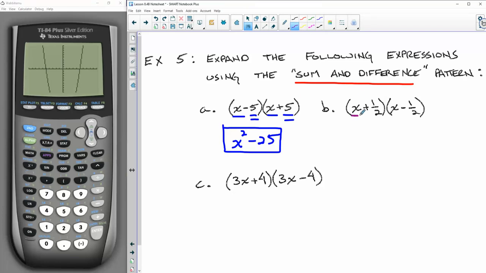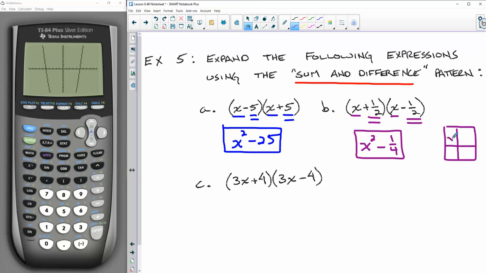All right, let's try again. Here we've got x plus 1/2 and x minus 1/2. That's A plus B, A minus B. It's always going to equal A squared minus B squared. So A squared, where x is the A, minus B squared, where B is the 1/2. And in the upper right-hand corner, and see, this is x squared. This would be minus 1/4. This would be 1/2 x and negative 1/2 x, which are just going to cancel out. And that happens every time with this sum and difference pattern.